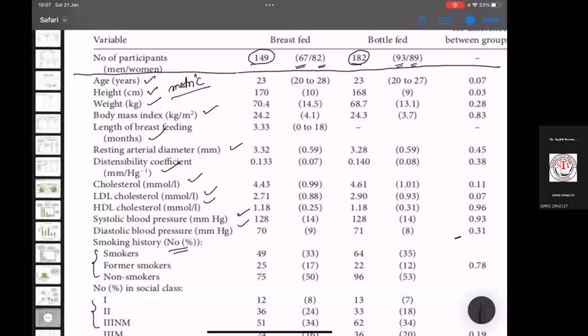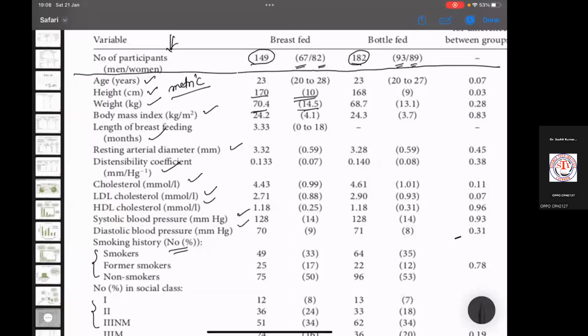Okay, so these two are categorical data. So I'm not observing the second and third column. I'm just observing the first column, and with the help of this first column, it is going to tell me a lot about the data which I have collected. Now, you can see the height is written something like this, 170, and here in brackets it is written 10. Okay. Similarly, weight. For weight, it is written 70.4 and in brackets it is written 14.5.